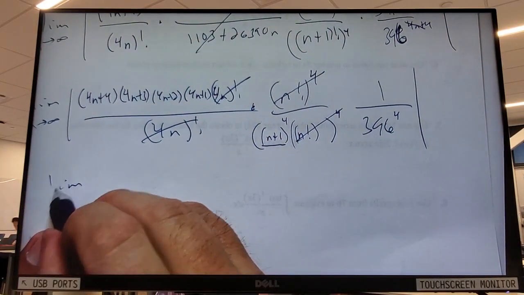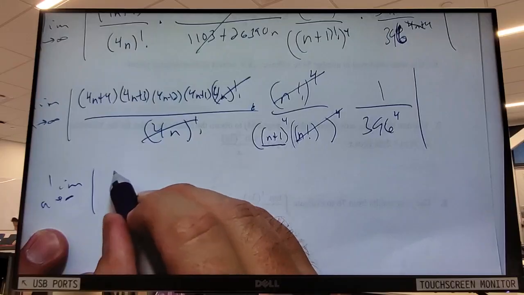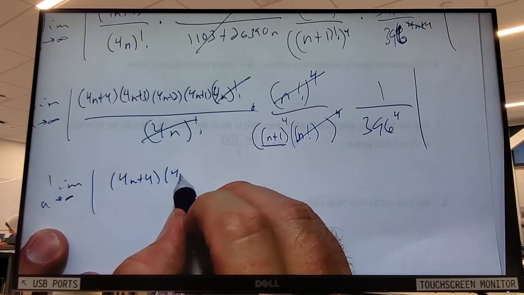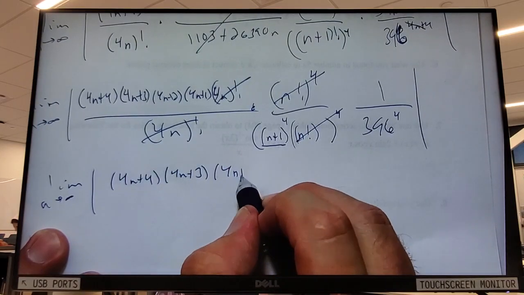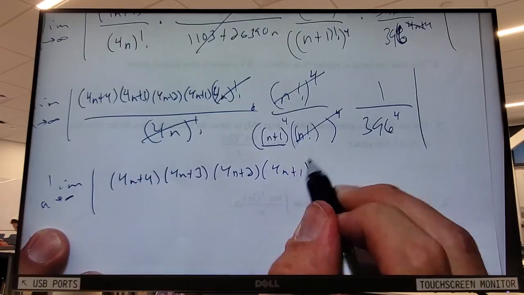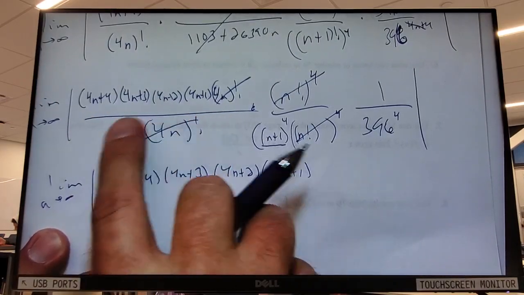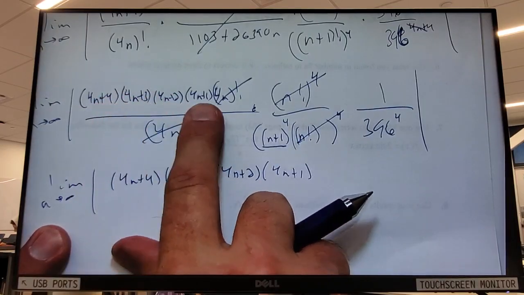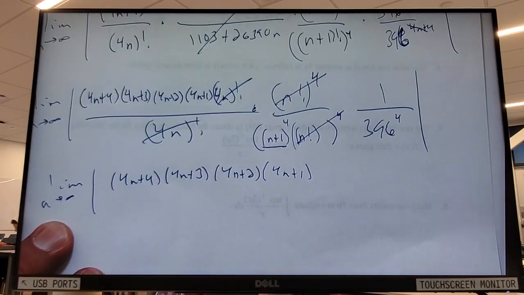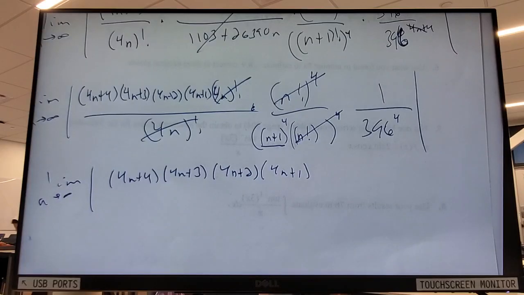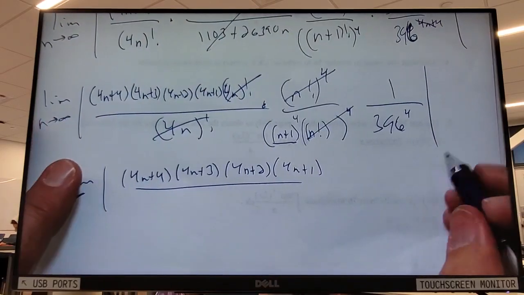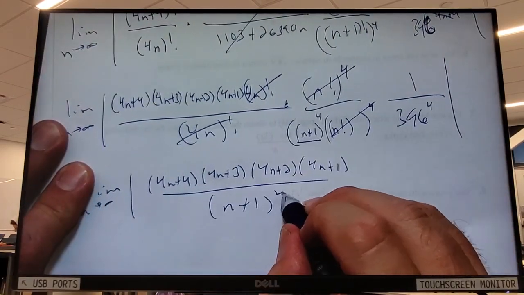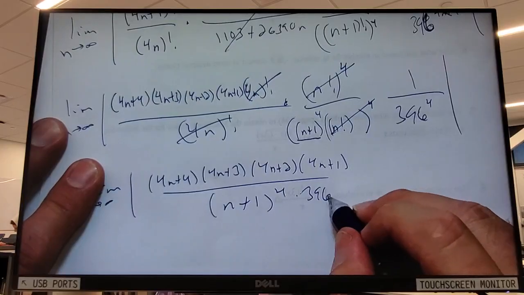Here, let's see. I'm going to write more than I normally would. 4n plus 4, 4n plus 3. Dear God, everybody, do not multiply this out when you see that. Don't multiply that out, yes? What degree would this be if I did? That's all you need to know. I don't care what it is. All I care about is what degree it will be. Over n plus 1 to the 4th. And then this is times 396 to the 4th, yes?